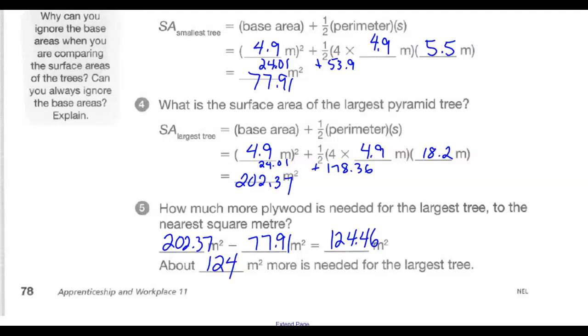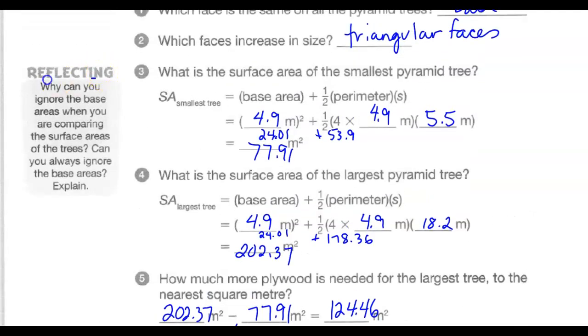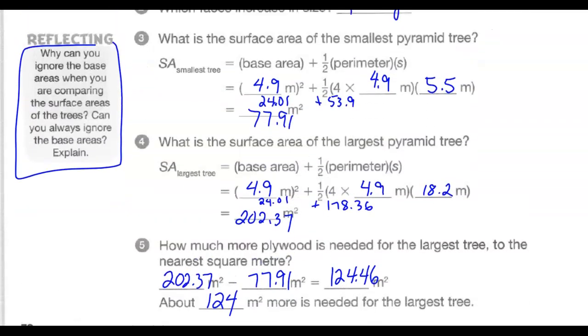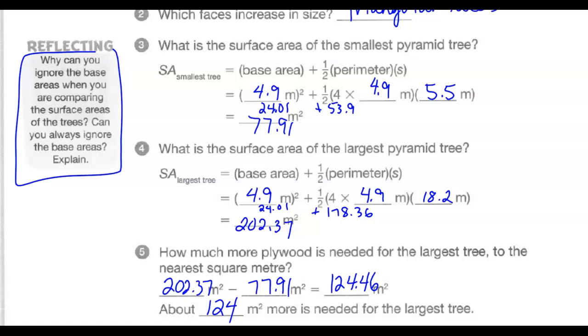And then let's take a look here just on the side, because this is a good thing to think about. Why can you ignore the base areas when you're comparing the surface areas of the trees? Can you always ignore the base areas? Well, if the bases are the same, and we're just wanting to know how much more material is needed for the larger ones, really we could have eliminated this, because that gets subtracted out from each other, right? So we didn't have to calculate that.